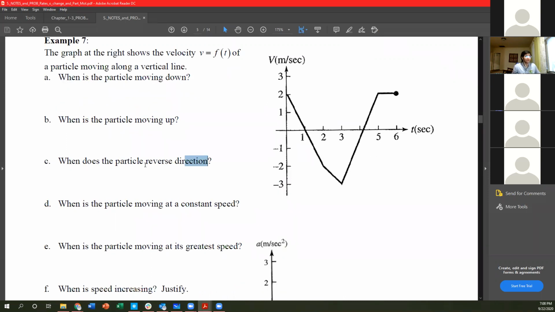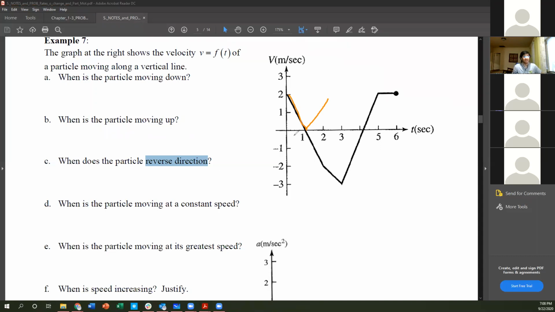When does the particle reverse direction? When would that happen? Once again, forget about the velocity, but in general, when does the particle reverse direction in terms of velocity? When the velocity changes from negative to positive or positive to negative. Exactly. That means the x-intercept, right? Yes. However, here's one caveat though. If it went like this, and then here, that is not changing direction. Okay? Because it just stops. It pauses for a second and then goes back in the same direction. Okay?